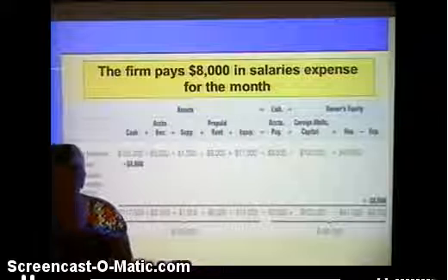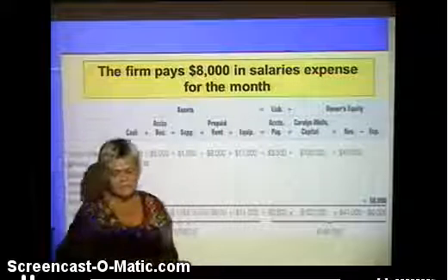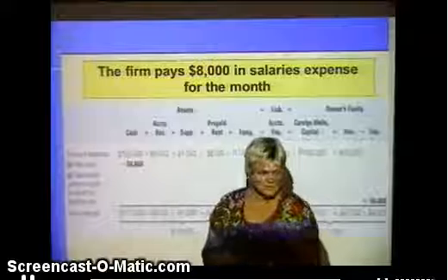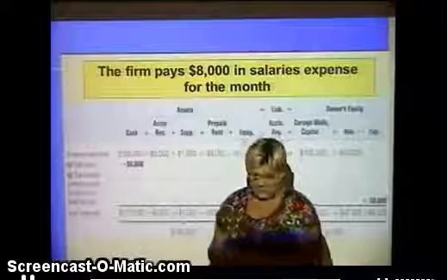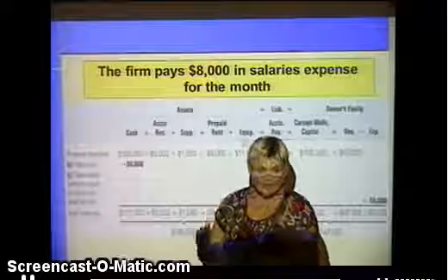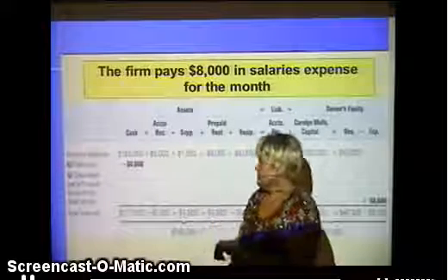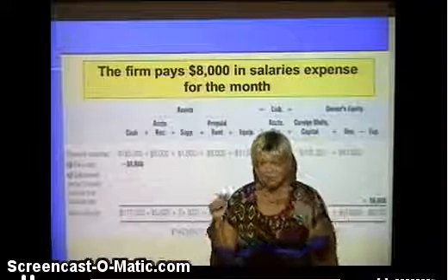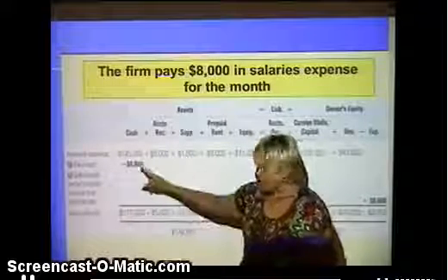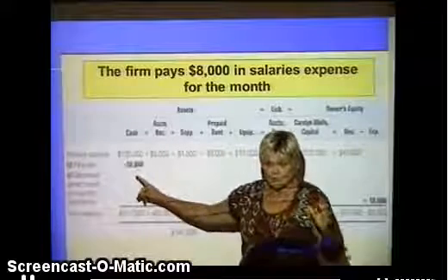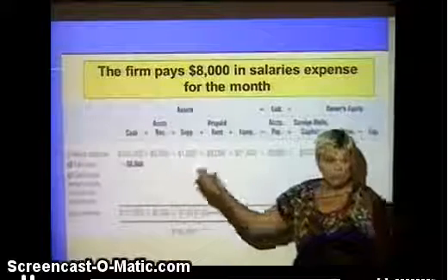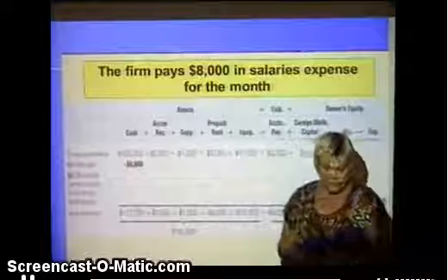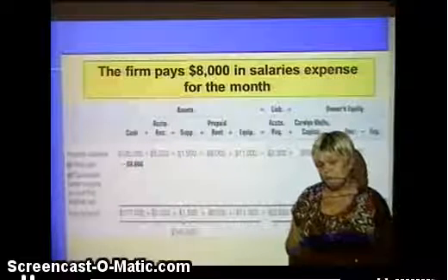And we stayed in balance. We paid out salaries for the month of $8,000. Okay. So this is money going out to operate our business. Since it says pay, anytime it says pay, then you know you got to take it out of cash, right? You'll notice that there's two parts to every transaction, right? There's two parts to every transaction.